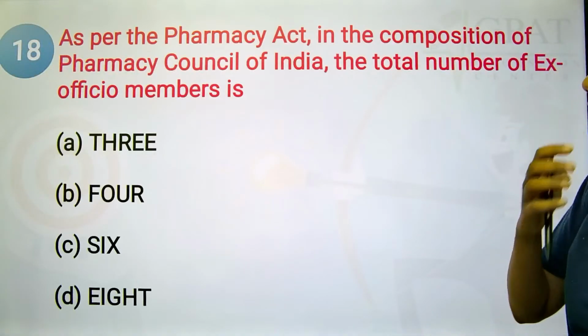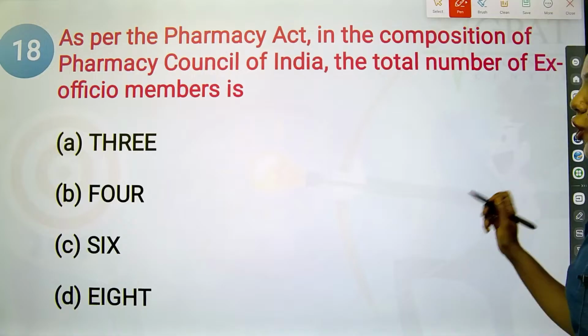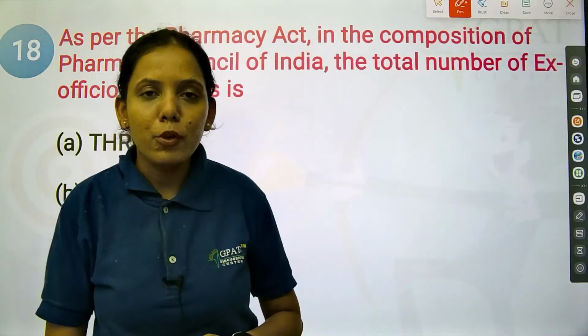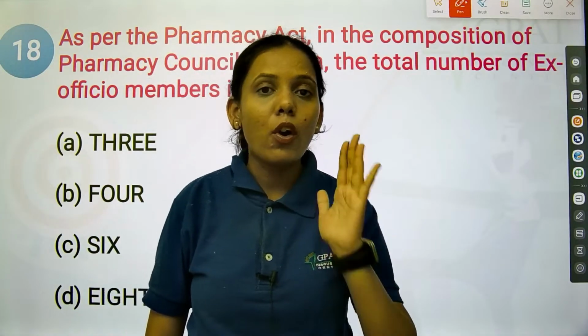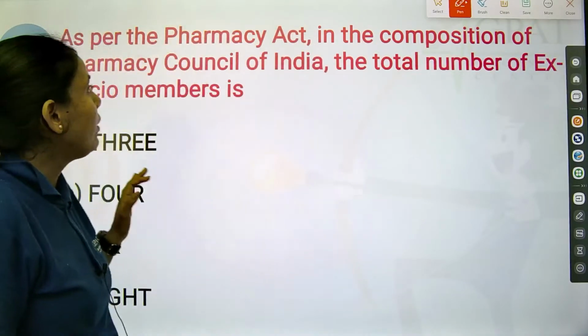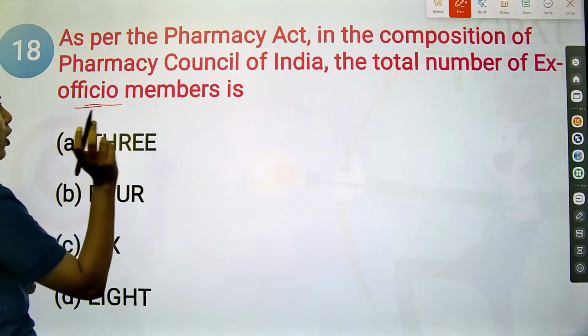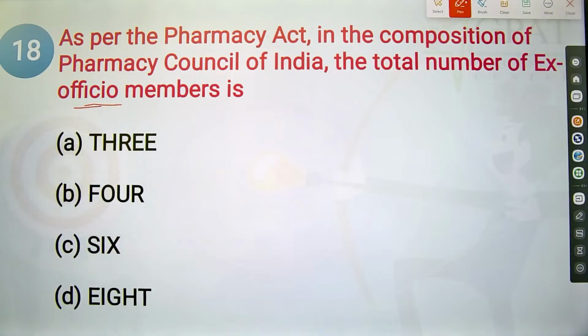Next is, as per the Pharmacy Act, in the composition of PCI, total number of ex officio members. Okay, the composition of DTAB, ex officio and so on is very important. Now they are asking as per the Pharmacy Act, the composition of PCI. In that also they are asking only for the ex officio members, not the total members. Okay, so what should be the answer for this one?